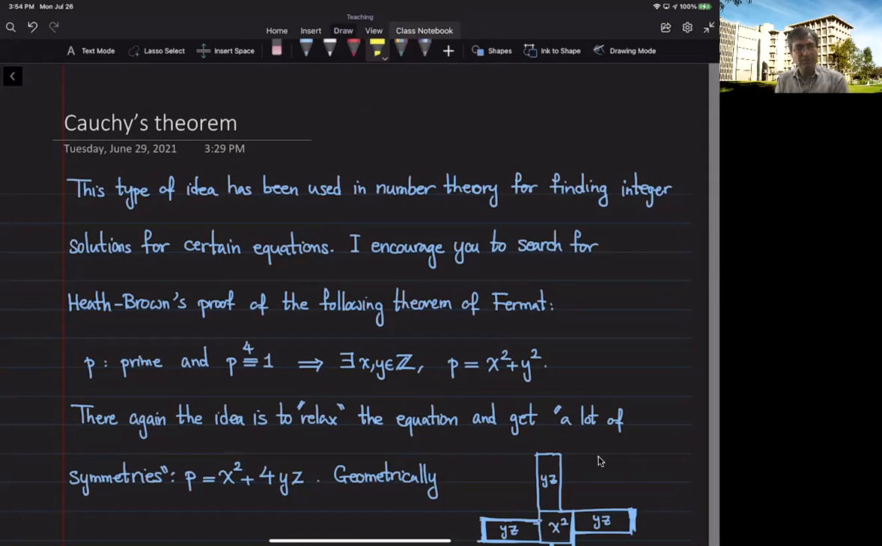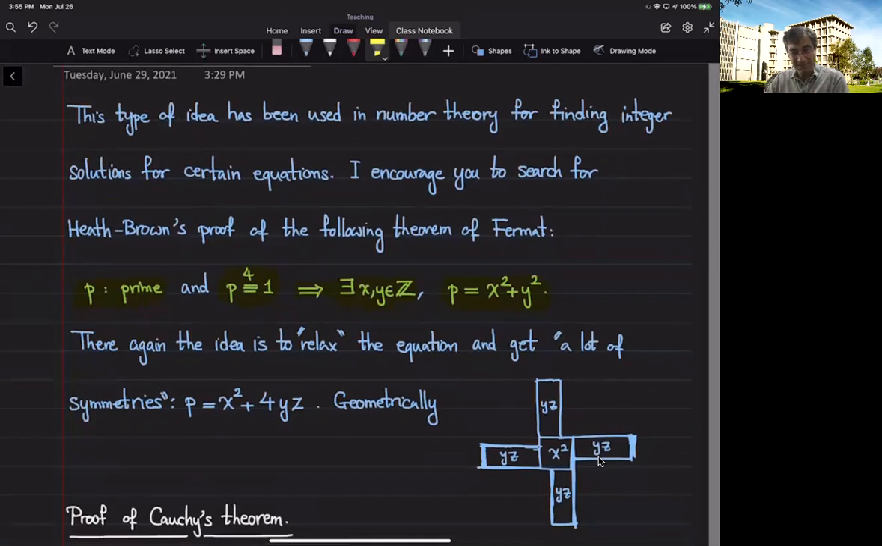But the general question is the following. The general statement that Fermat proved is the following: suppose p is a prime number and p is 1 mod 4, like 5, like 13. In that case, you can find two integers, x and y, and write p as the sum of squares of these two integers. So we want to see why this is the case. Again, the idea is, instead of solving this equation, I'm going to deal with a more relaxed version, but gain symmetries.